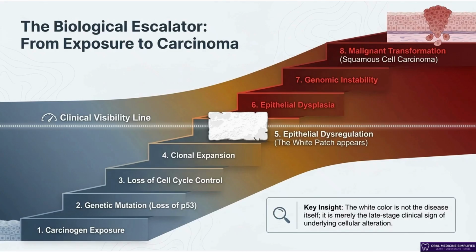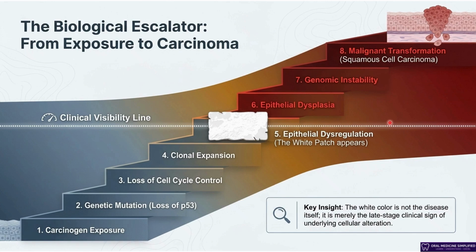This slide summarizes the biological journey from exposure to carcinoma. It begins with carcinogenic exposure, then genetic mutation, loss of p53, loss of cell cycle control, clonal expansion, epithelial dysregulation, where we finally see the clinical visibility of a white patch, then we move to epithelial dysplasia, genomic instability, and finally malignant transformation.